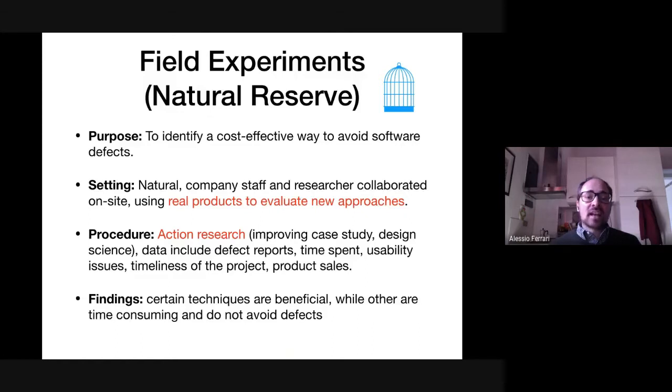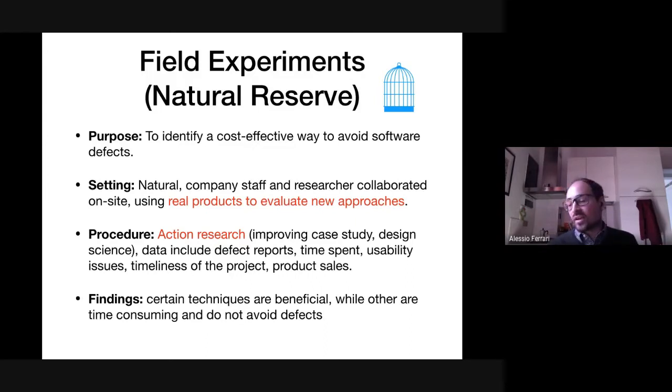They considered this setting in which there was a company, and they introduced a researcher that was performing some collaboration in the company, using new real products, so the products of the company, to evaluate new approaches for avoiding software defects. So basically they were developing new techniques within the company. The procedure we can call an improving case study. Here it is called action research. Also, this is a term from the literature and it's frequently encountered. Basically, in our lecture, we will call them improving case study.